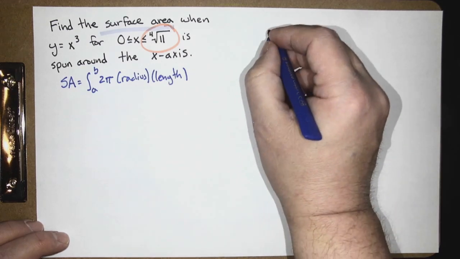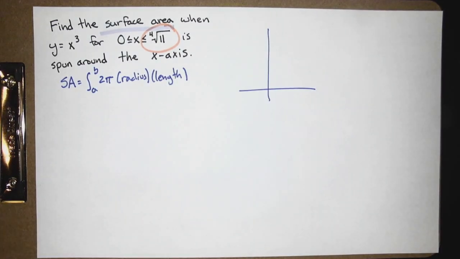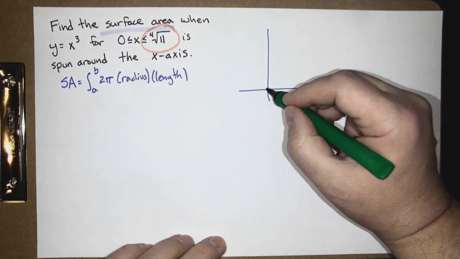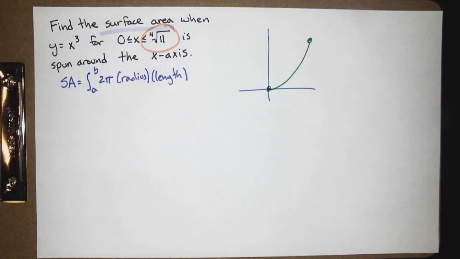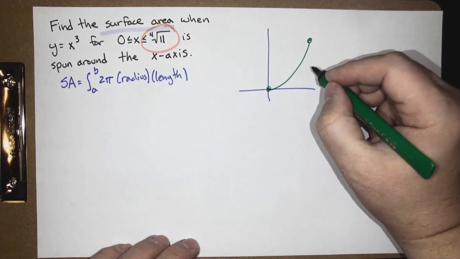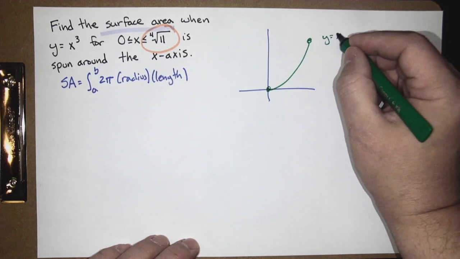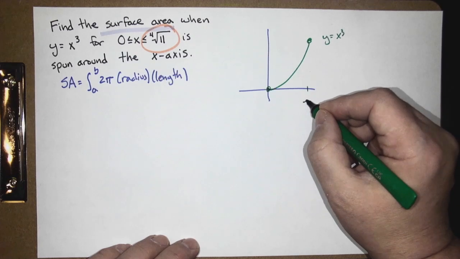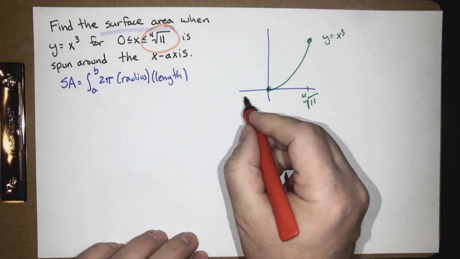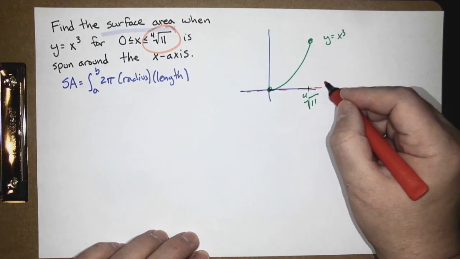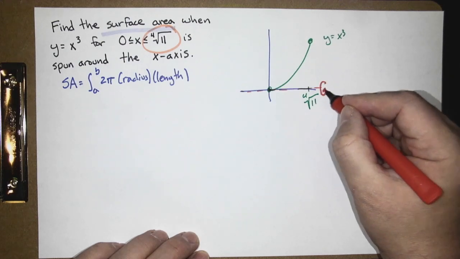Okay, so we have y equals x cubed. We know, vaguely speaking, what x cubed looks like. At 0, it's at 0, and then it's going to go up. We don't have to be super precise. A bad picture can usually be perfectly fine. So let's say this is our curve. So here's our y equals x cubed. And we have here this strange number, 4th root of 11. Where are we spinning around? X-axis. Okay, so we're spinning down here.